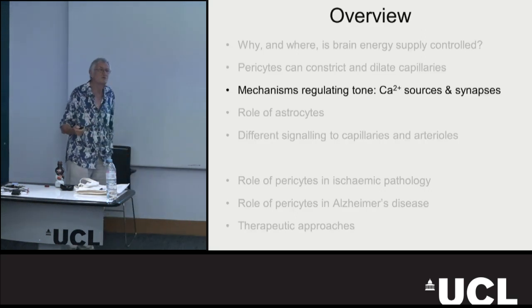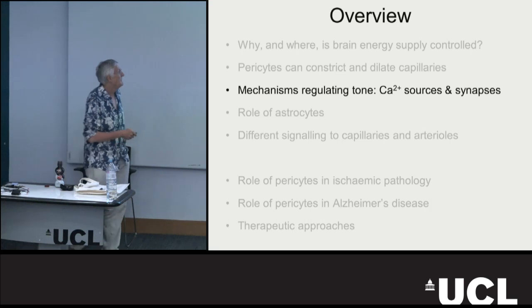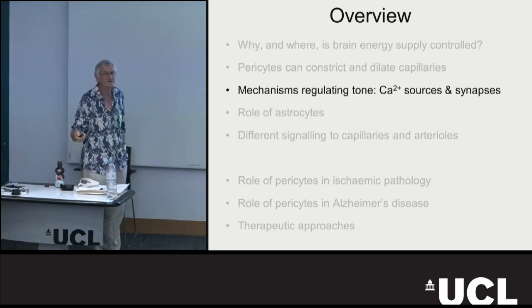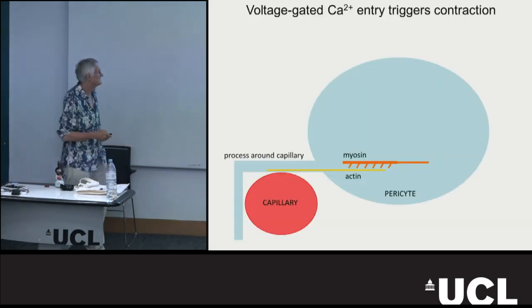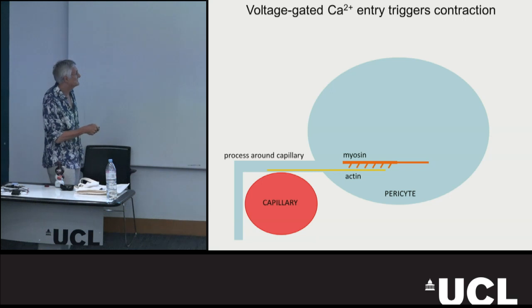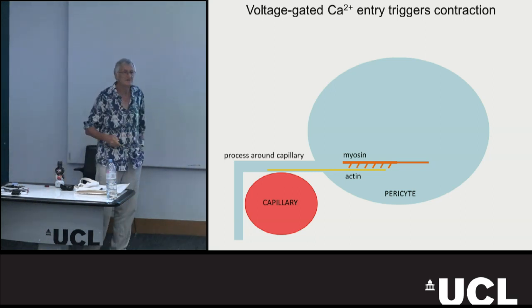So I want to look at the sources of calcium and also the synapses which regulate calcium so that you can understand how they're controlled normally. Let's look at calcium sources first. Here's a pericyte with its arm wrapping a little capillary. There are myosin and actin within it.